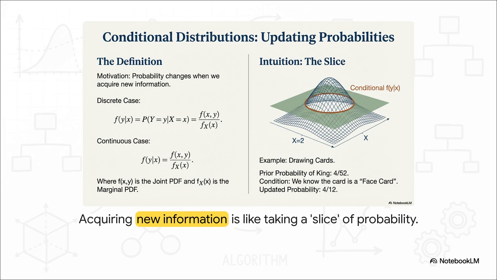And don't worry about the symbols here. f(x,y) is just the probability of both things happening together, while f_X(x) is just the overall probability of x happening all by itself.